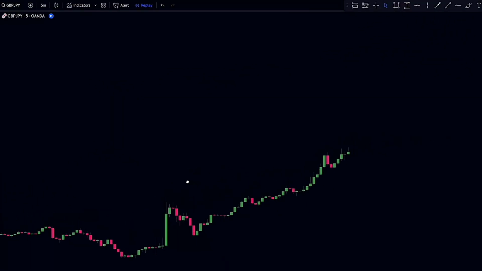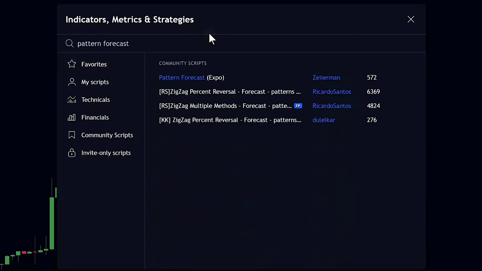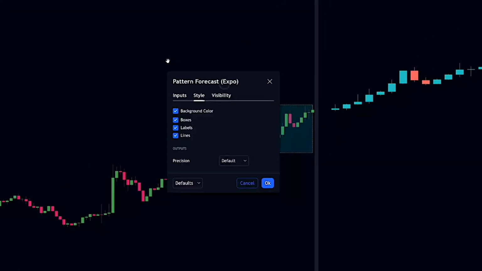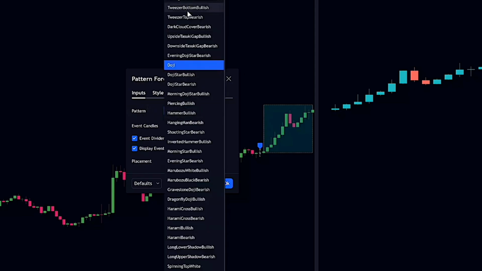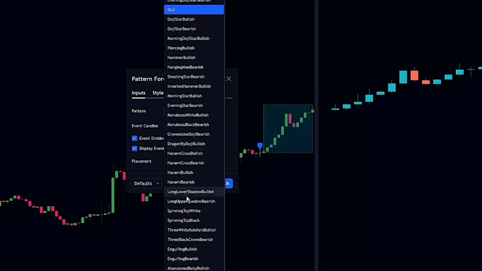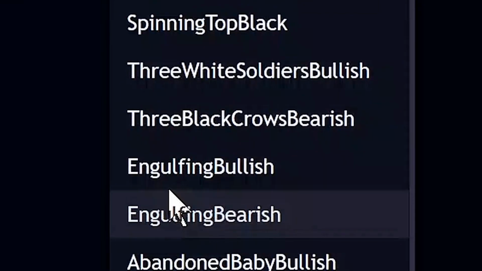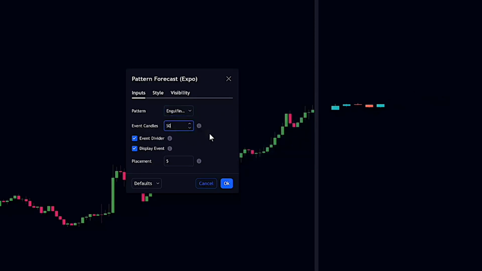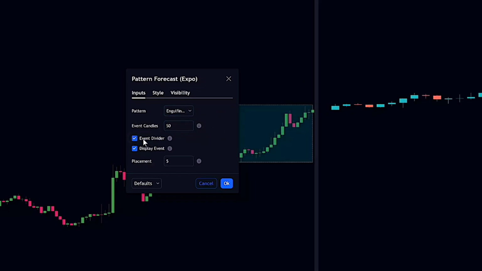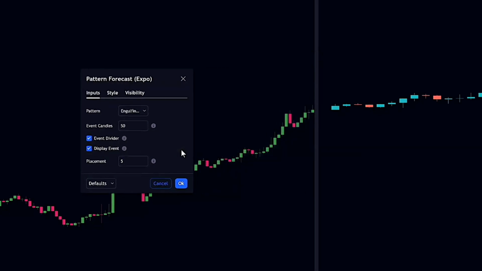First, click on Indicators, then type Pattern Forecast and select this one right here. Now, looking at the input settings for the indicator, we can see there's an option to choose which candlestick pattern you want to scan. Check out all these options. For this video, we'll stick with bullish and bearish engulfing candles. This one also lets you adjust how many forecast candles you want to display in the future. The event divider separates the live candles from the forecast candles. The display event highlights historical candles that will be used for the forecast.